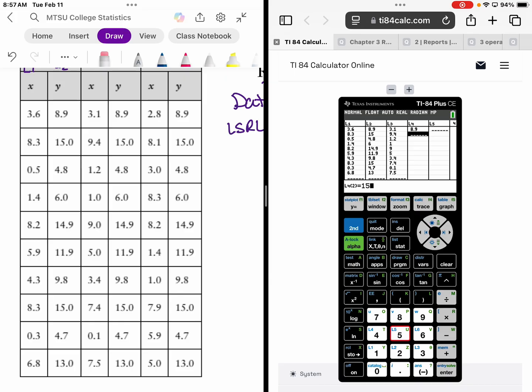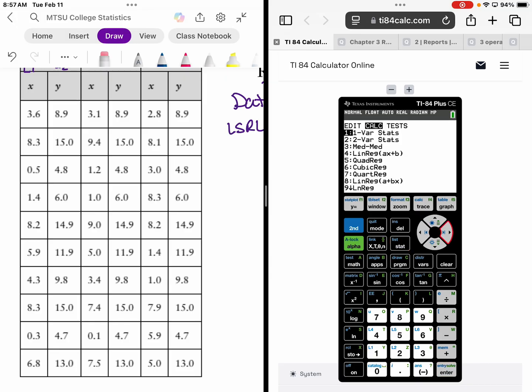Where did I leave off at? 8.9, then 15, and then 4.8, 6, 14.9, 11.9, 9.8, 15, 4.7, and 13. All right, and then now I'm going to go Stat, LinReg, and now I'm going to change my columns to second L3 and second L4. Go down and hit Calculate.